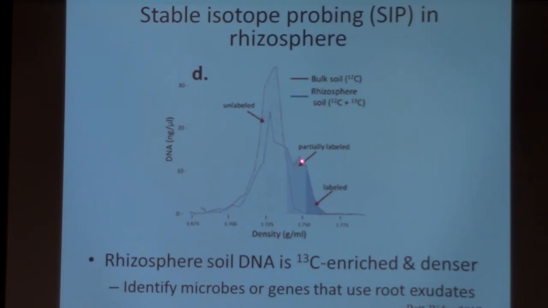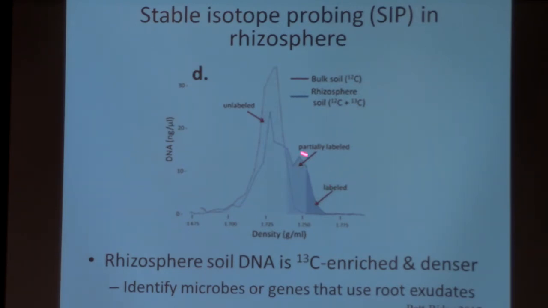The blue line is the rhizosphere soil. And so the bulk soil hasn't gotten labeled. They pretty much can see that. And then they do this fast centrifugation with like cesium chloride or something. So they get these density separates, right? If anyone else has done DNA work, that's the foundation of extracting DNA.